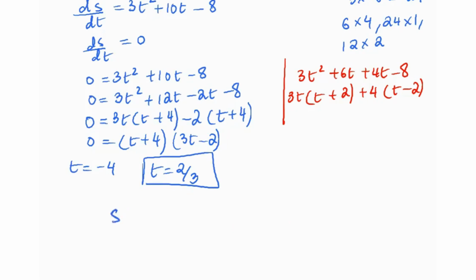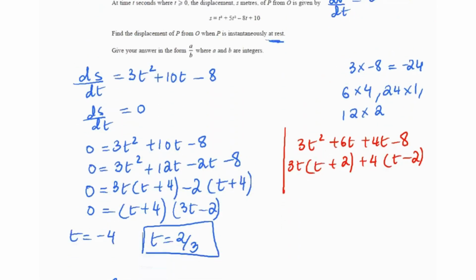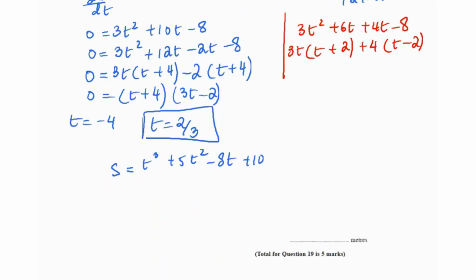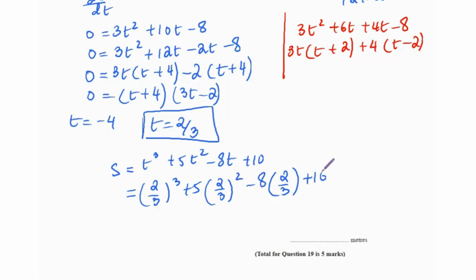So the displacement equation was t cubed plus 5t squared minus 8t plus 10. In this equation, we'll put our time. So that's (2 over 3) cubed plus 5 times (2 over 3) squared minus 8 times 2 over 3 plus 10. That's going to be 8 over 27 plus 5 times 4, that's 20 over 9, minus 16 over 3 plus 10.